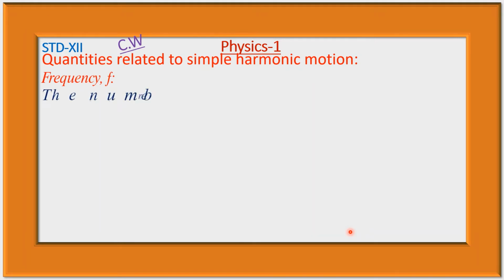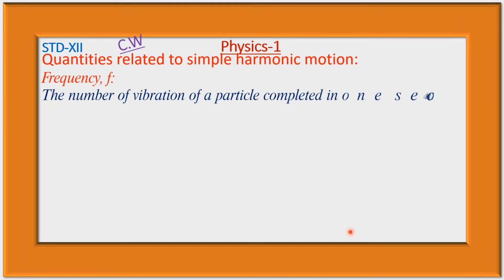Frequency f. The number of vibrations of a particle completed in 1 second is called its frequency. That is, frequency means the number of vibrations in 1 second. If the particle completed 20 vibrations in 1 second, then the frequency is 20. If the particle completed 50 vibrations in 1 second, then its frequency is 50 Hertz.